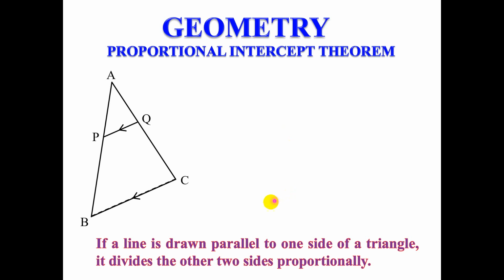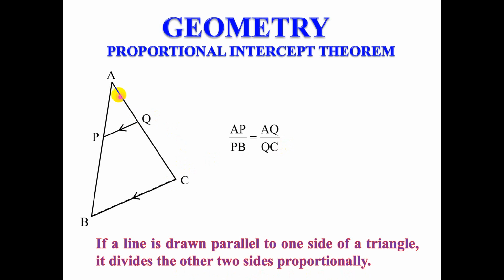So we're going to quickly examine the theorem, which states if a line is drawn parallel to one side of a triangle, in this case PQ is parallel to BC, it divides the other two sides proportionally. So in examination of this theorem, it simply states that if PQ is parallel to BC, then AP, as we can see, over PB is equal to AQ over QC. So it divides the other two sides proportionally.